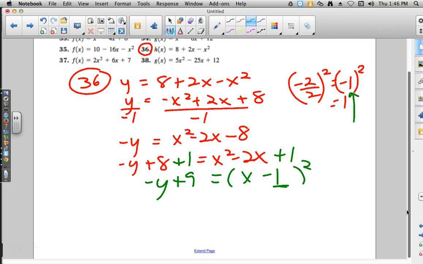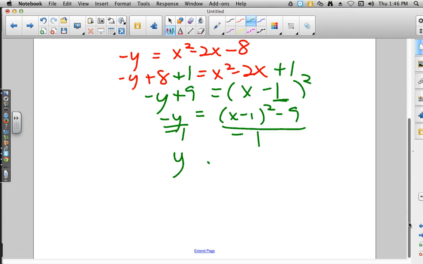And now let's move things back. So we're going to go ahead and subtract 9 from both sides and divide by negative 1. Again, there are 2 terms here, and we have to make sure that both of them are divided by negative 1. So on the left-hand side, we'll now have y, but we'll have a negative x minus 1 squared because that was the first term, and a negative in the back will give us a plus 9.